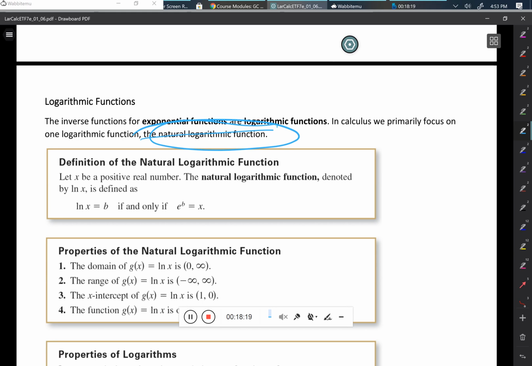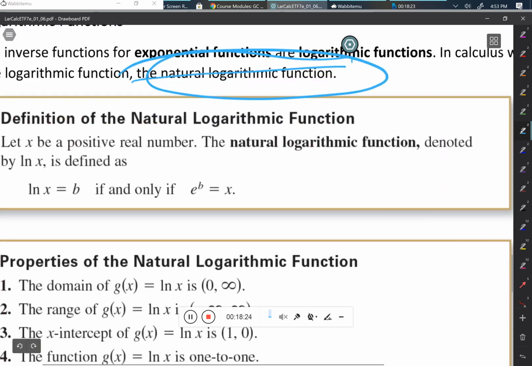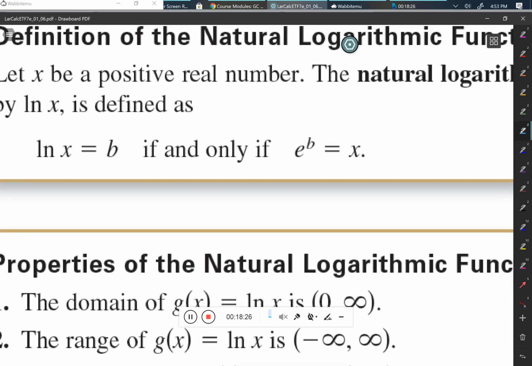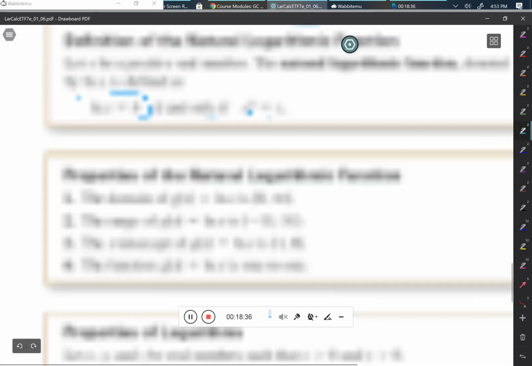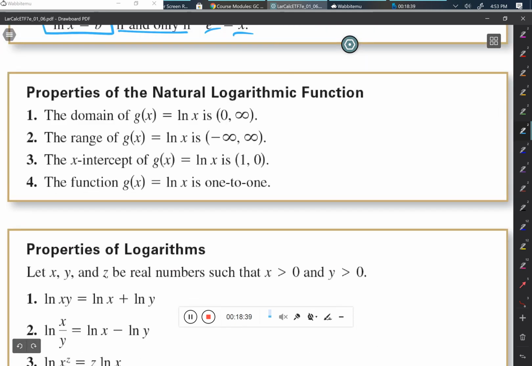It gets better, okay? So the natural logarithmic function is defined to be the inverse of the exponential with the base of e. And so it reads, the natural log of x is equal to b if and only if e to the b is equal to x. And that's just the statement or the definition of logarithms. Right? Logarithmic function has a domain that is the range of the exponential, has a range which is the domain of the exponential. You notice that the intercept is switched, but it is still one-to-one.